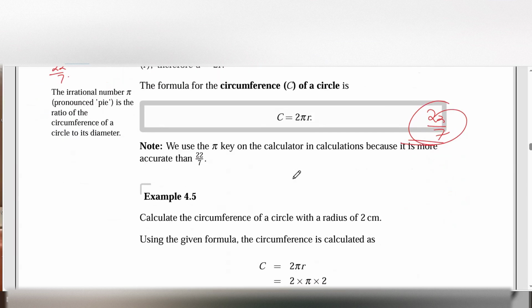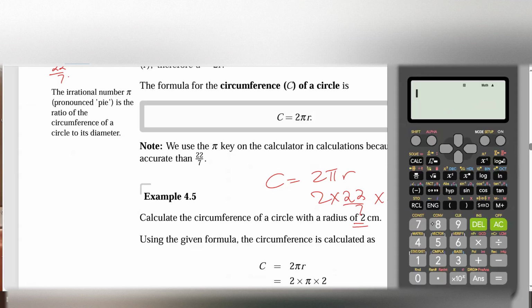So we have an example. They want the circumference of a circle with a radius of 2 centimeters. So the formula is 2 pi times r. We substitute that. So you're going to have 2 times 22/7 times 2. Then when you simplify this, I'm going to get 44 times 2, which is 88/7.